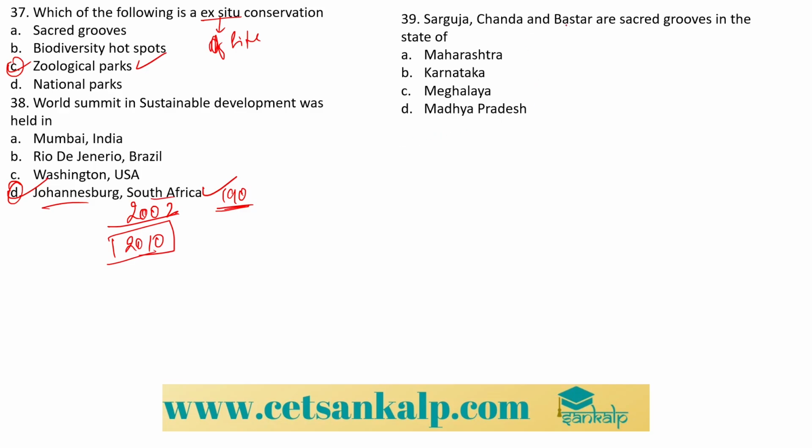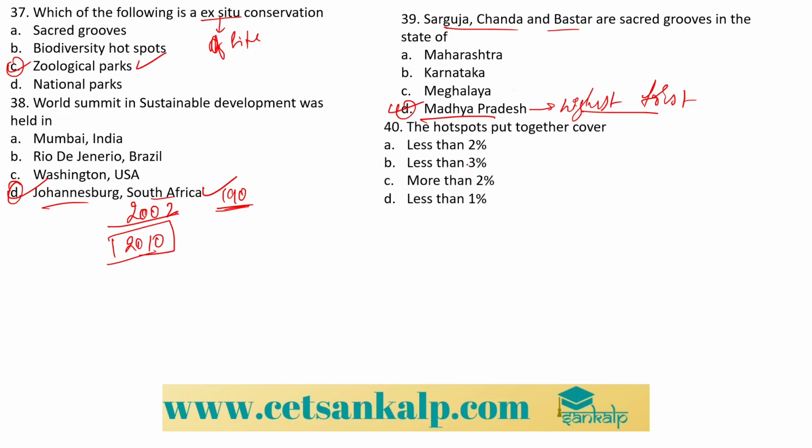The next question. Sarguja, Chanda, Bastar and Bastar are the sacred groves in the state of Maharashtra, Karnataka, Meghalaya and Madhya Pradesh. The answer is Madhya Pradesh. All of these are found in Madhya Pradesh. Remember, Madhya Pradesh is also the state with the highest forest cover in our country. It is rich in forest density.